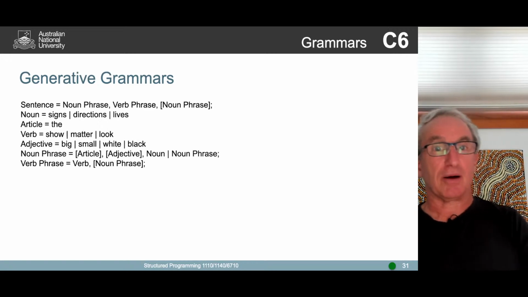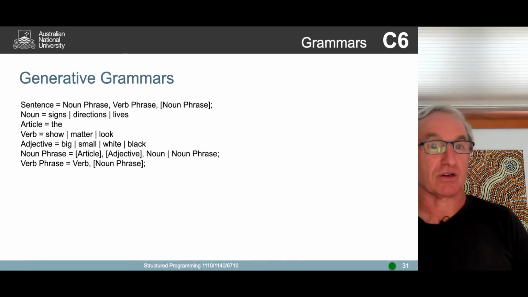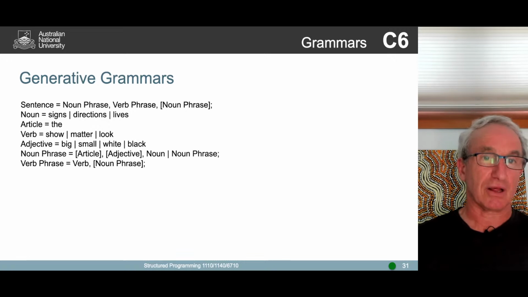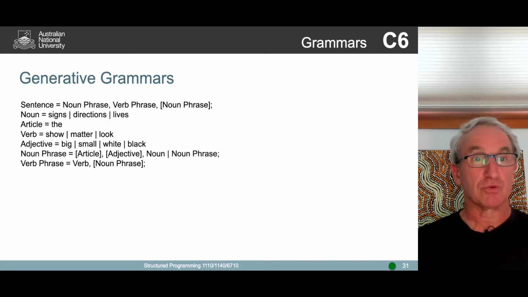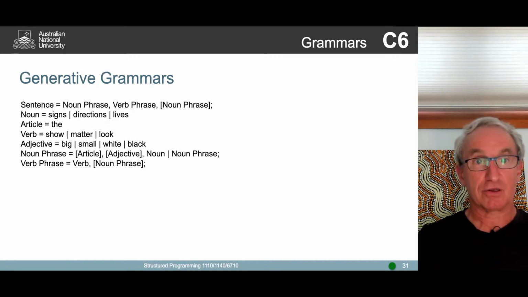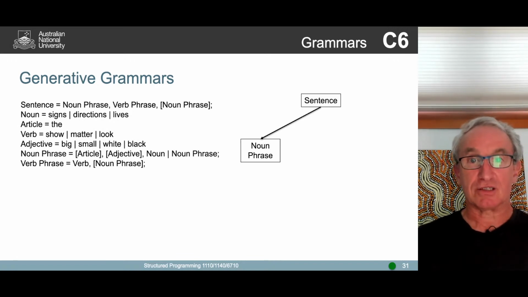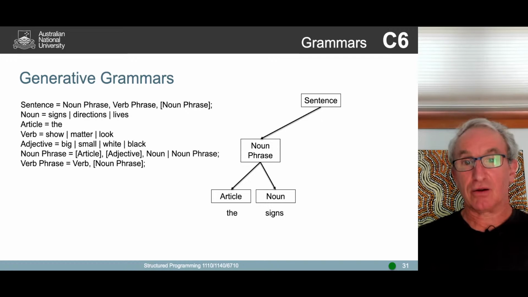So, a generative grammar here, we can talk in English about a sentence being constructed out of a noun phrase, a verb phrase, and possibly another noun phrase. And so we've got a little thing here which I'm going to explain in more detail in a moment, which says that we're going to have 3 different nouns there: signs, directions, and lives. And the article is going to be the, and we've got verbs which are show, matter, look, and adjectives which are big, small, white, and black. And a noun phrase is going to be an article, possibly followed by an adjective, possibly followed by a noun or a noun phrase. And a verb phrase is a verb, possibly followed by a noun phrase.